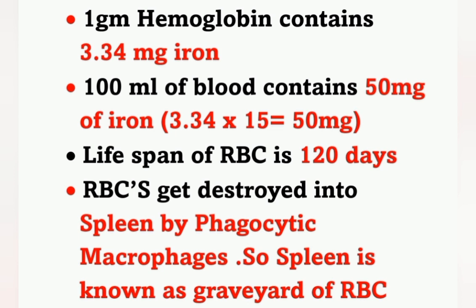The next point, lifespan of RBC is 120 days, and the RBC gets destroyed in the spleen. RBCs are destroyed in the spleen by phagocytic macrophages. So spleen is known as the graveyard of RBC, because RBCs get destroyed in the spleen. Okay, that is an important point. Lifespan of RBC is 120 days.